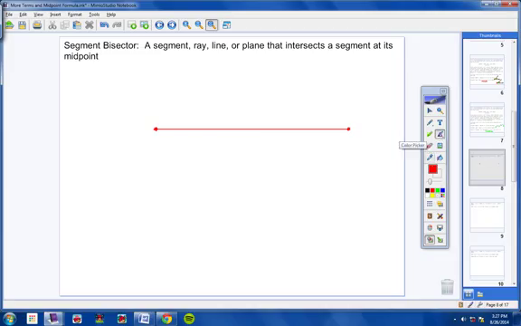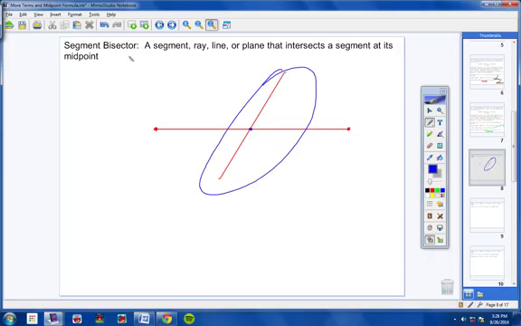However, let's look at what a segment bisector is. I'm going to try to draw this, okay? It's a segment or ray or line or plane that intersects a segment at its midpoint. So we're going to say the midpoint is right here. So if I were to draw a segment like this that goes through the midpoint like this, we would call this segment a segment bisector, because this segment right here that I'm circling right now, this segment cut the other segment right in half.